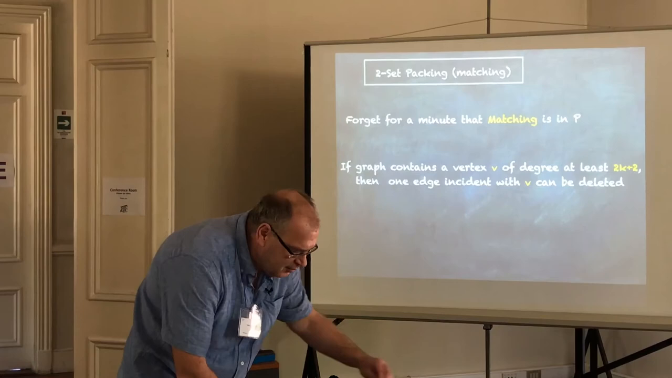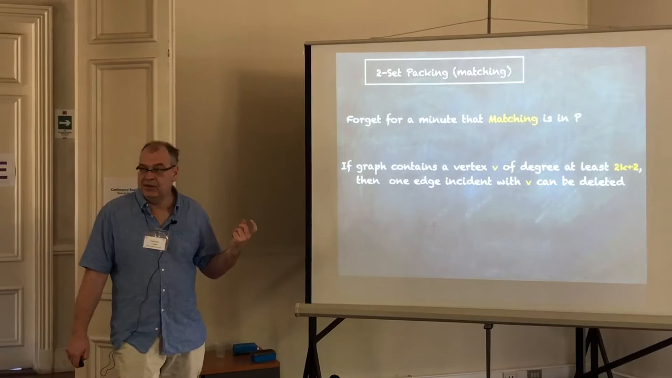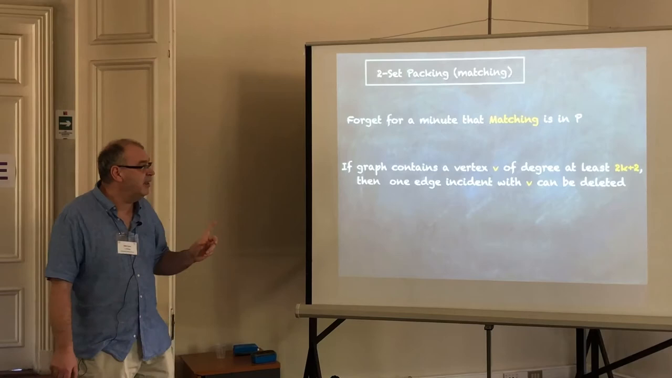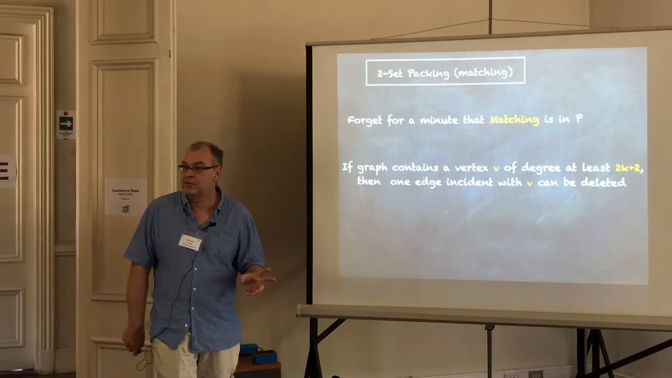Now, if my graph contains a vertex v whose degree is at least 2k plus 2, then I claim that any edge incident to vertex v can be deleted. How come? Listen.